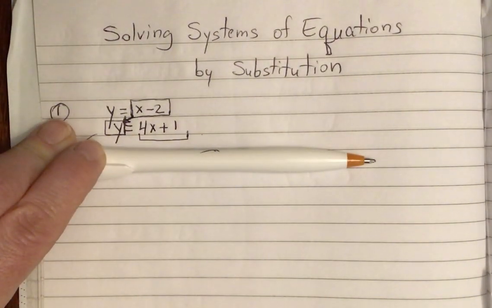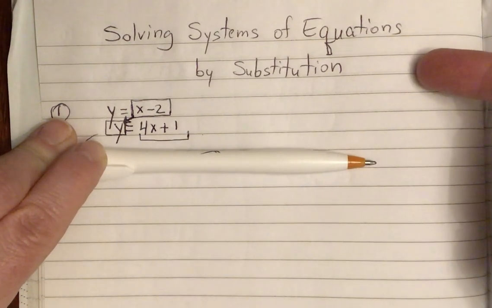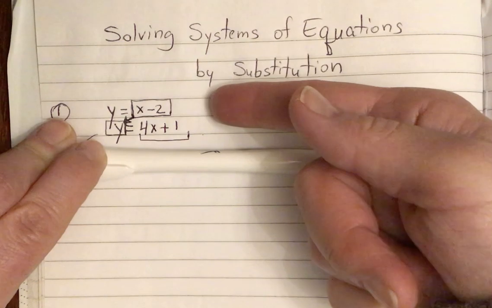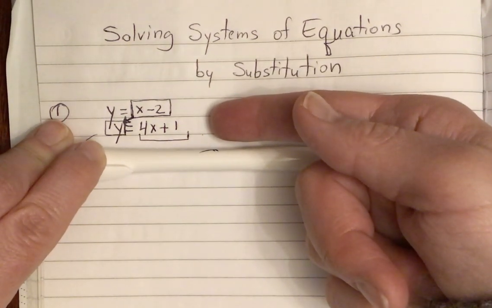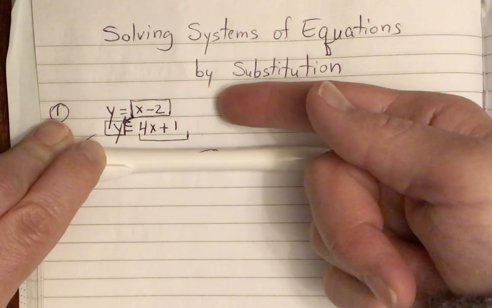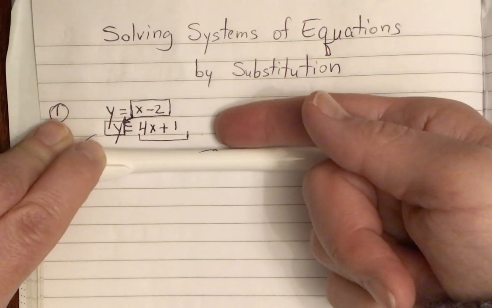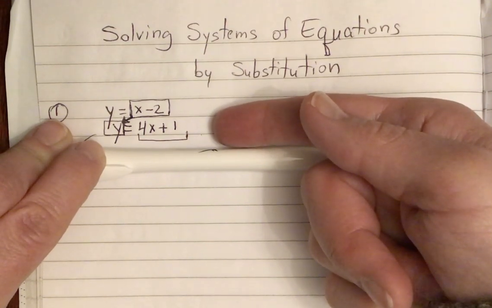So we need to review substitution, solving a system of equations by substitution. Here are two equations, and this is the simplest form when we have substitution. Our goal is to take two equations and put them together to create one.